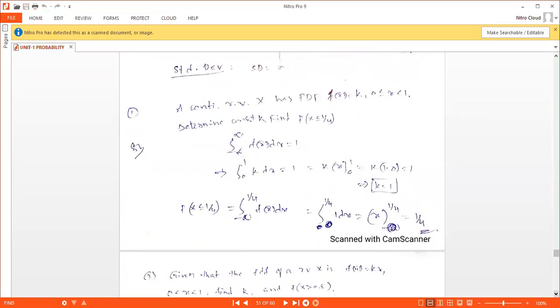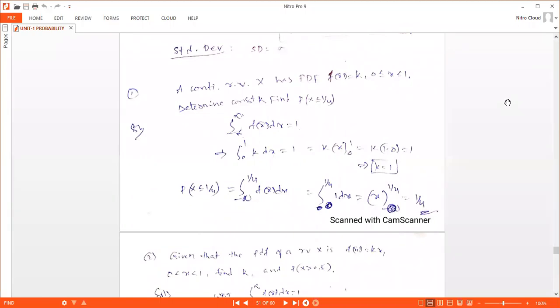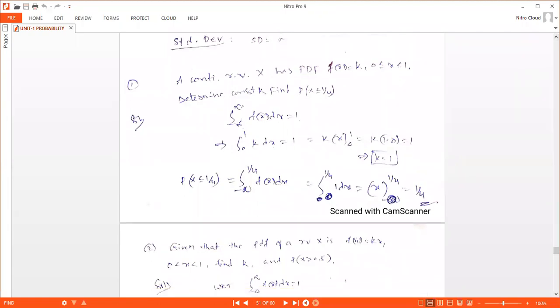Let's see problems on continuous random variable. A continuous random variable has a probability density function f of x equal to k, where x lies between 0 and 1. We need to determine the constant k and the probability value.